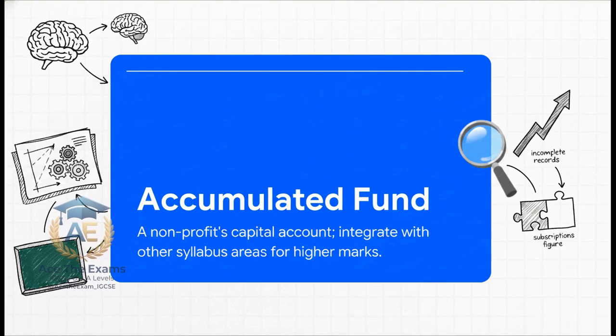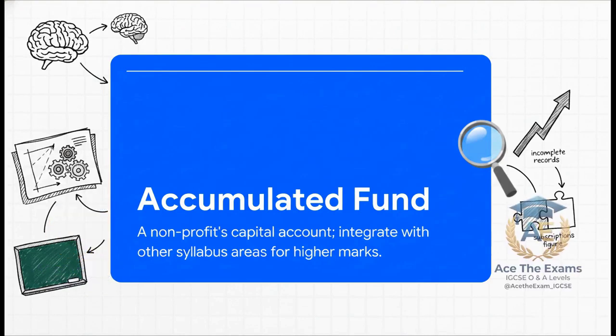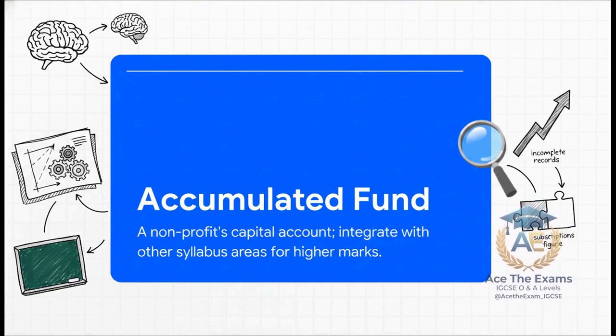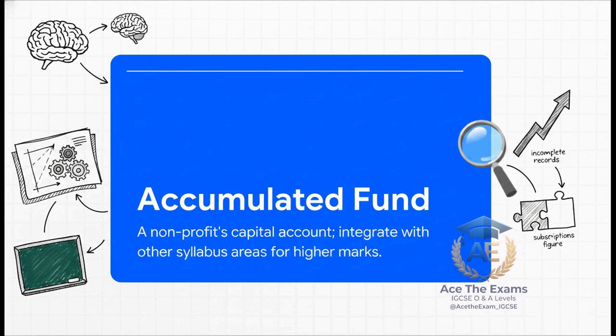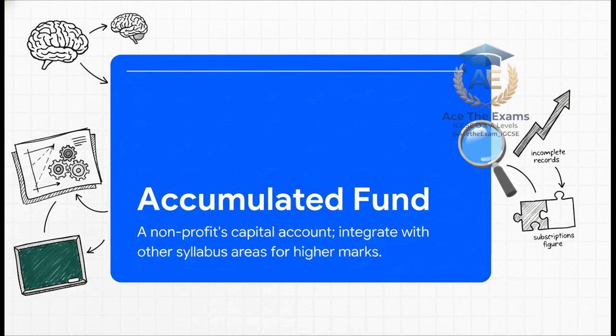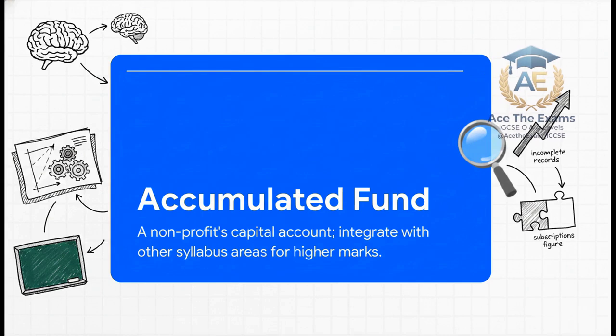Precision is absolutely vital here. The accumulated fund has very specific terminology and causal relationships. Think of it as the equivalent of a capital account, but for a nonprofit organization. But the whole theoretical architecture rests on integrating this with other areas of your syllabus. Principal examiner reports continually highlight that candidates who reference cross-topic connections, like, for example, how incomplete records relate to finding a missing subscriptions figure, they achieve significantly higher marks. Understanding how it all integrates together, that is your master key to unlocking the top tiers.